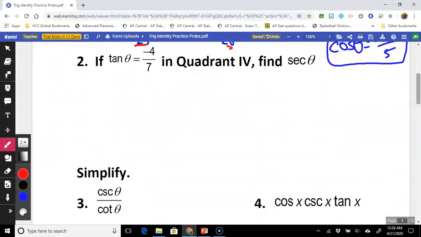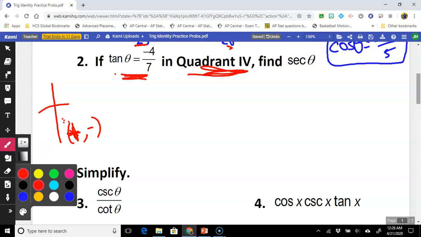Number 2 says tangent of theta is negative 4/7. We're in quadrant 4. So if we go to quadrant 4, that means that it's over here, and we have a positive x and we have a negative y. So how is that going to play into this? Well, you have y over x here is negative, so that makes sense. But we're trying to find this value here for secant.